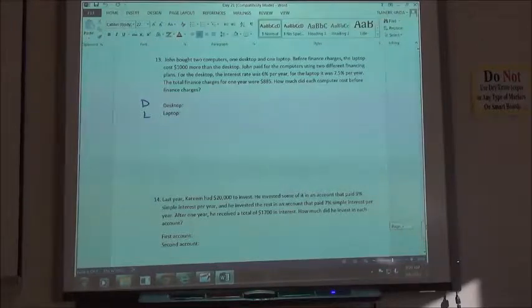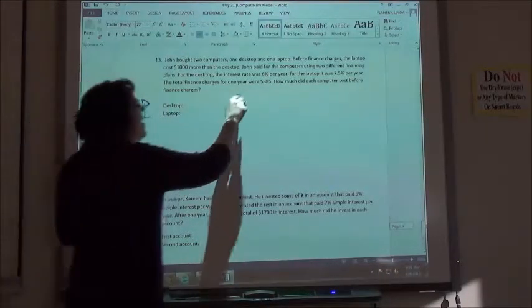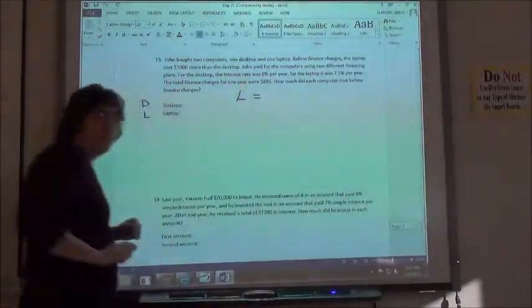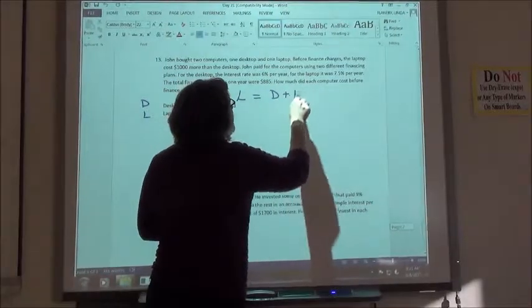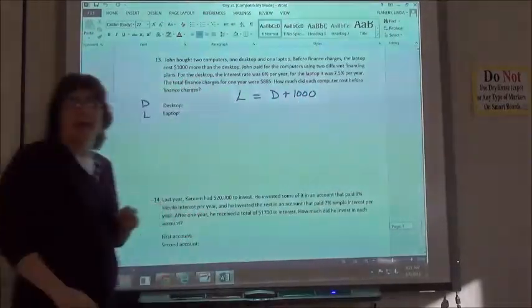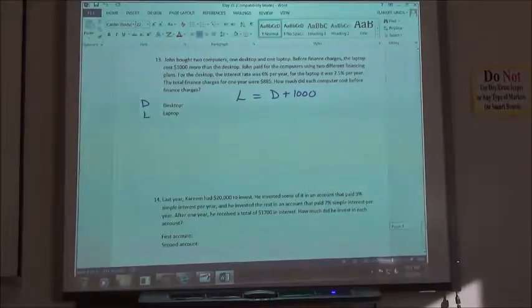The laptop costs $1,000 more than the desktop. So the laptop L costs 1,000 more than the desktop, so D plus 1,000. Right? I'm adding 1,000 to the desktop.